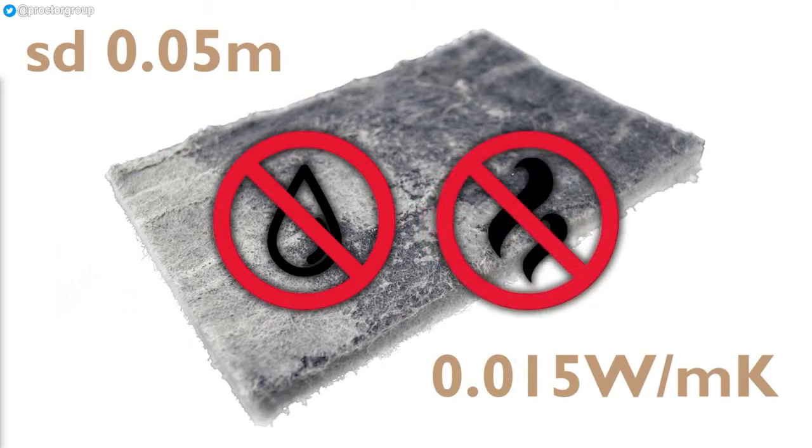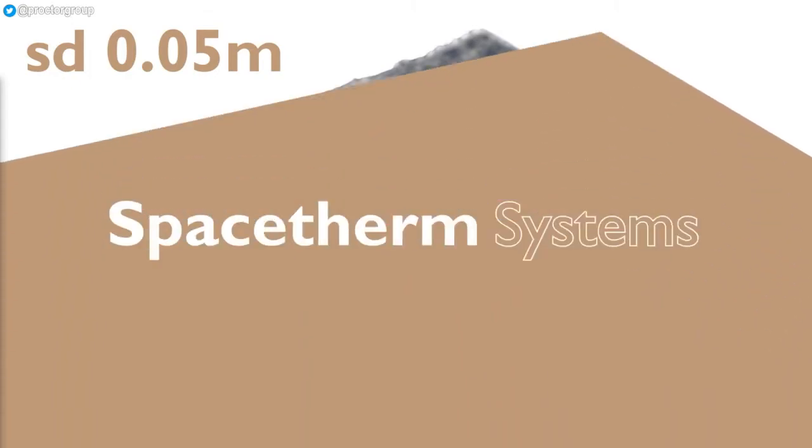Because the aerogel blanket contains no blowing agents, it does not release harmful gases into the building over time, nor does its performance degrade, with extensive testing showing no loss of thermal performance over a 50-year period. Variants of Spacetherm aerogel are also available with reaction to fire classifications up to A2, making these products suitable for use in almost any situation.